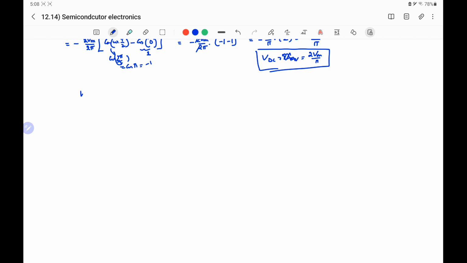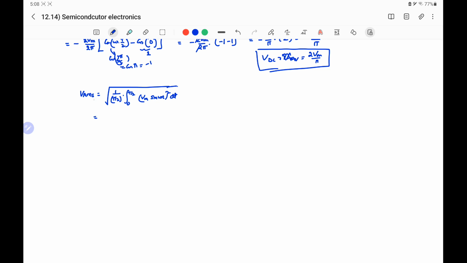Now we have to find the RMS value of the voltage for the full wave rectifier, and it will be equal to square root of 1 by period, this is T by 2, into integral 0 to T by 2, and the voltage is Vm, this is the peak voltage, sine omega t whole square dt.